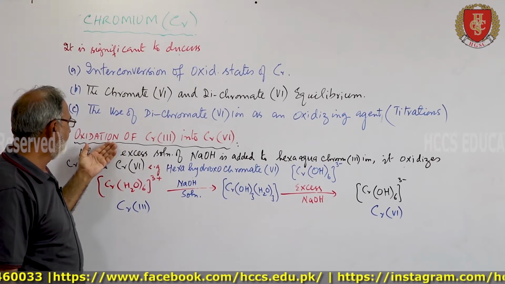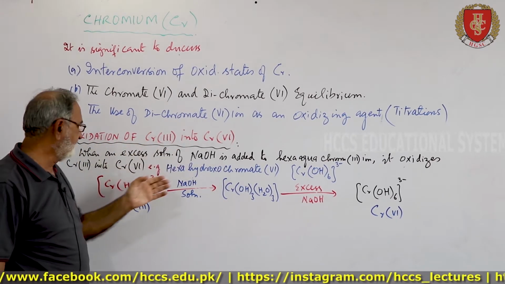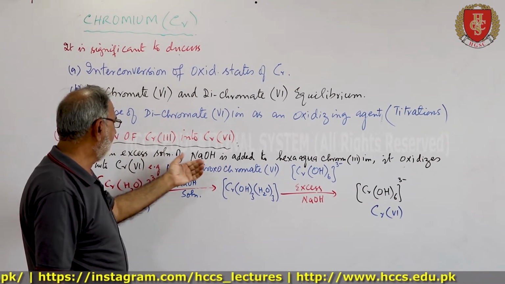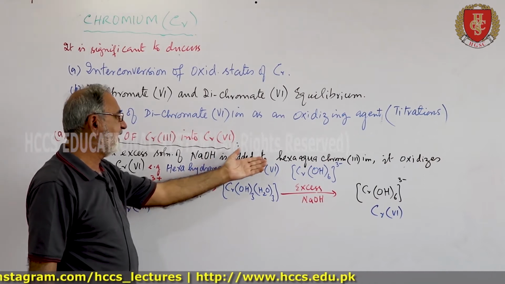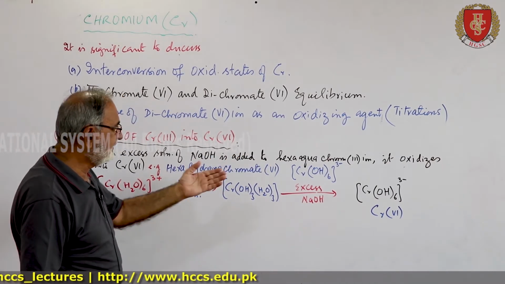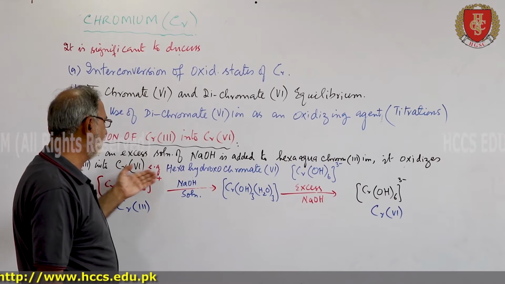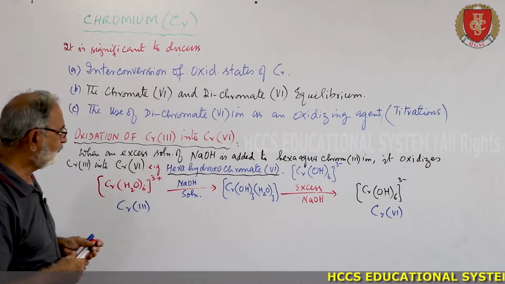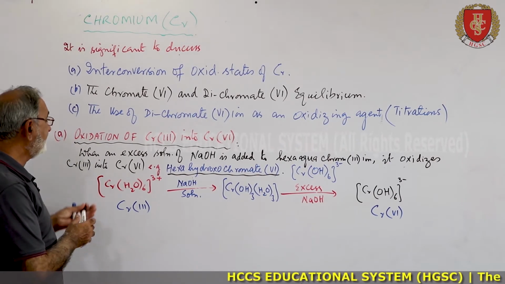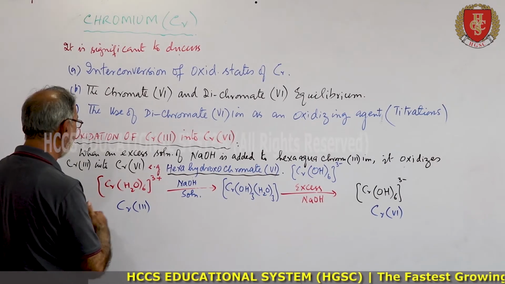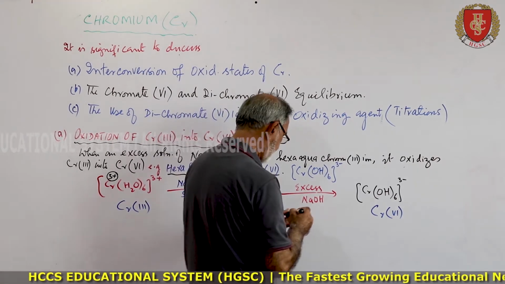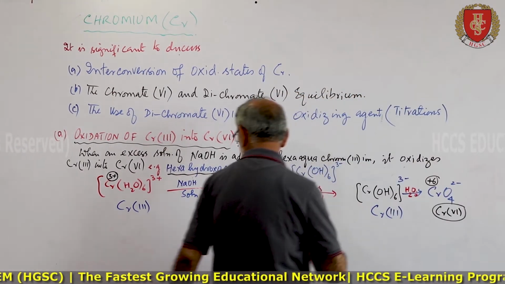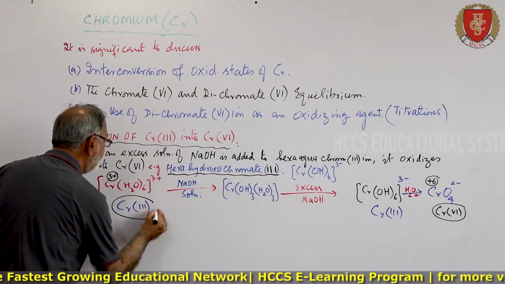For example, to oxidize chromium 3 into chromium 6, an aqueous solution of sodium hydroxide is added to hexaaquachromium 3. It oxidizes chromium 3 into chromium 6, that is into the hexahydroxochromate. So here it is in plus 3 oxidation state, and here it is plus 6 oxidation state. So this has been converted.